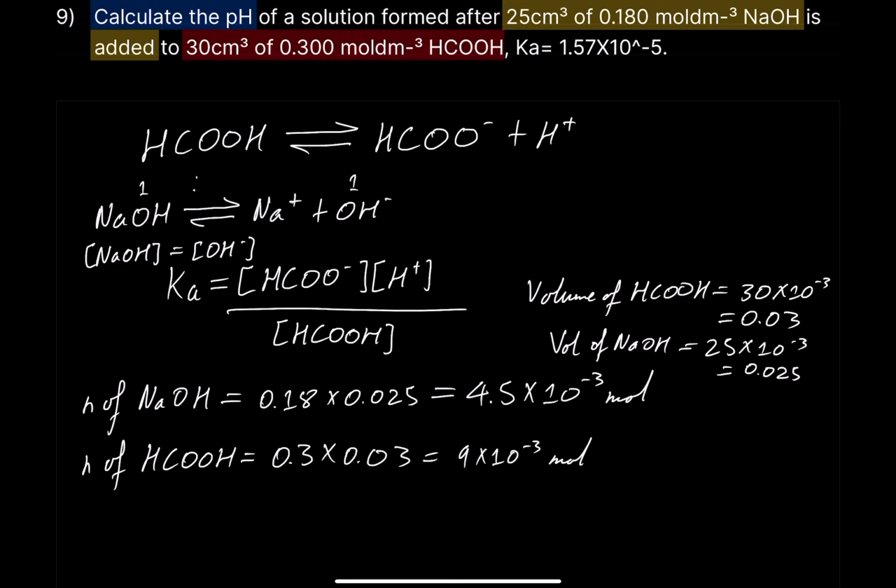So we have an excess. In this case here, because we've just made this, we can assume we have 4.5 times 10 to the power minus 3 moles of hydroxide ions in our solution.